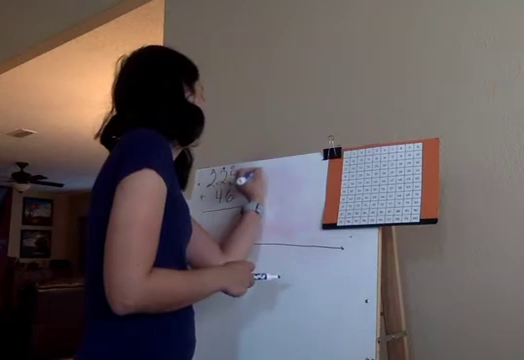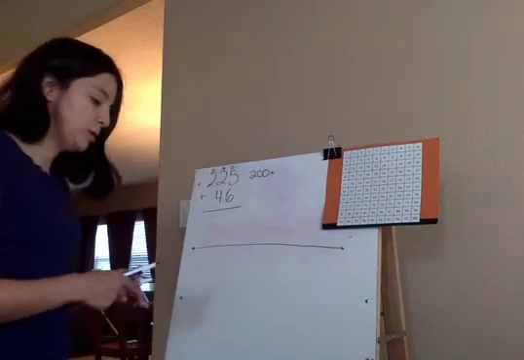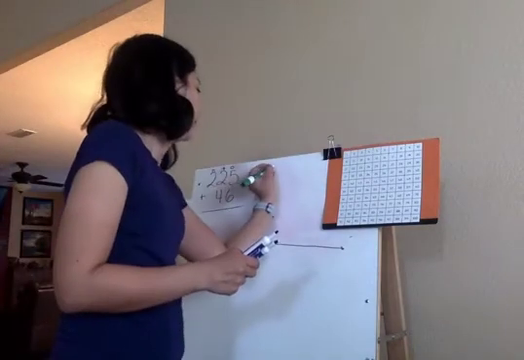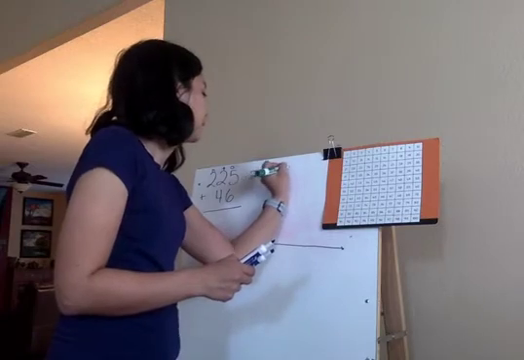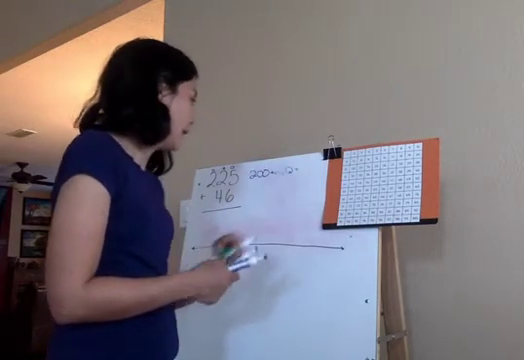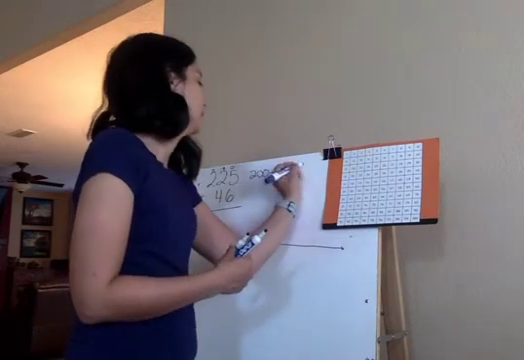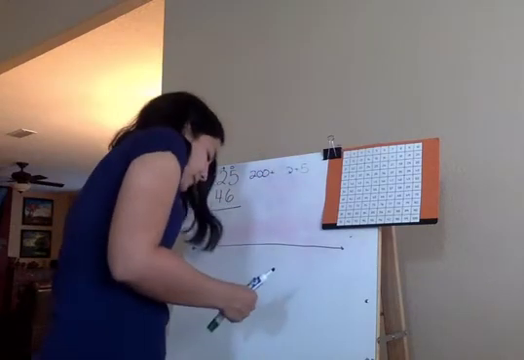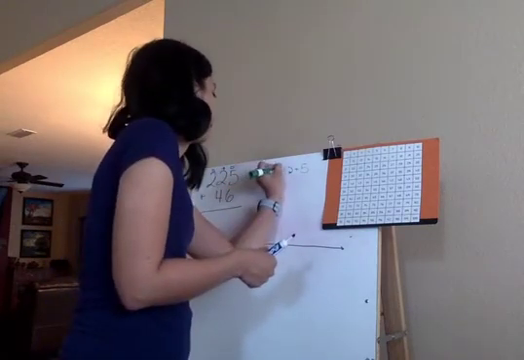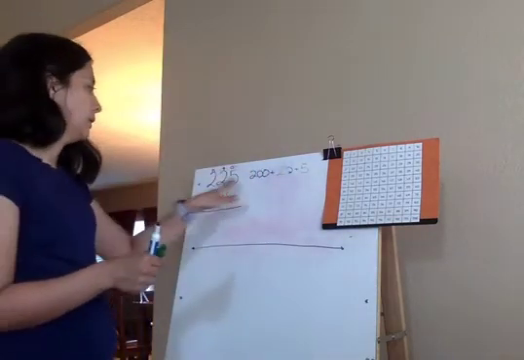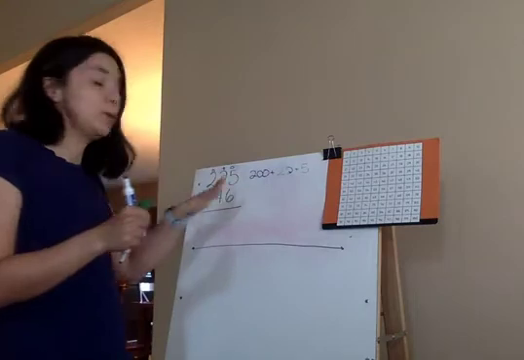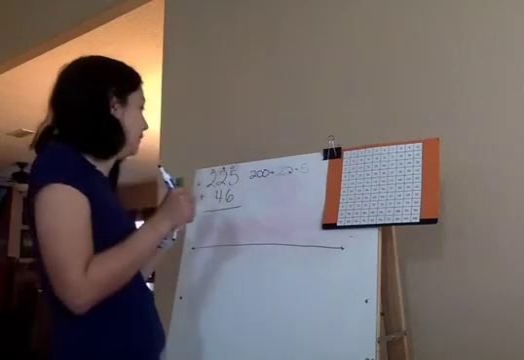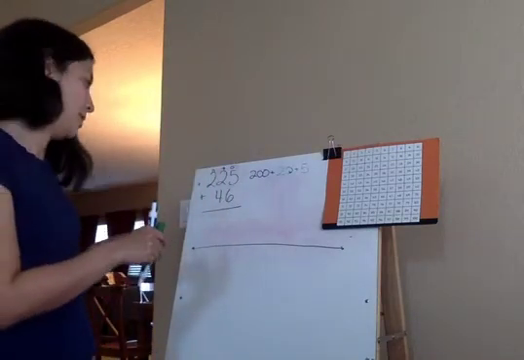Okay? So I have 200. And I have 2 tens. That means that I am counting by 10 2 times. 10, 20. And I have 5 ones. Well, let me fix this too. If I put the number back together, I should have 225. Let's check. 200 plus 20 plus 5. 225.